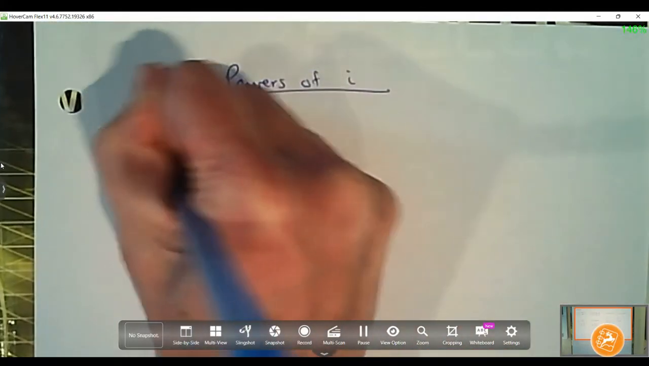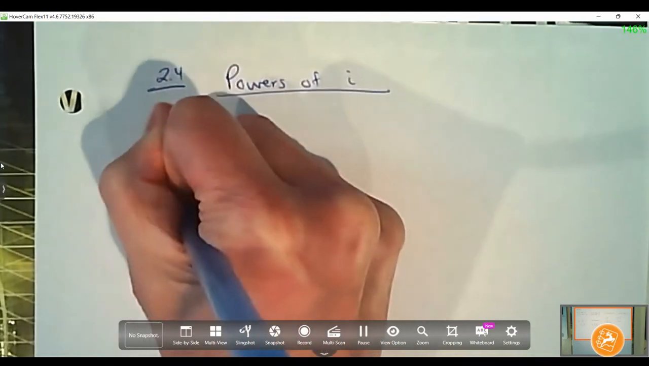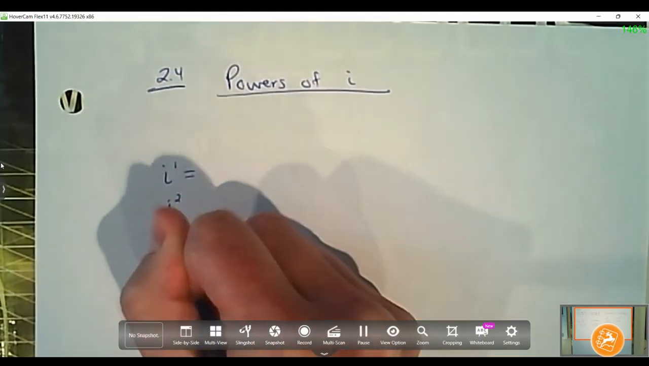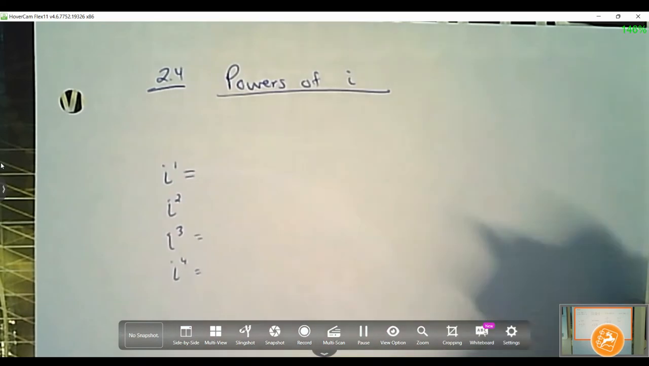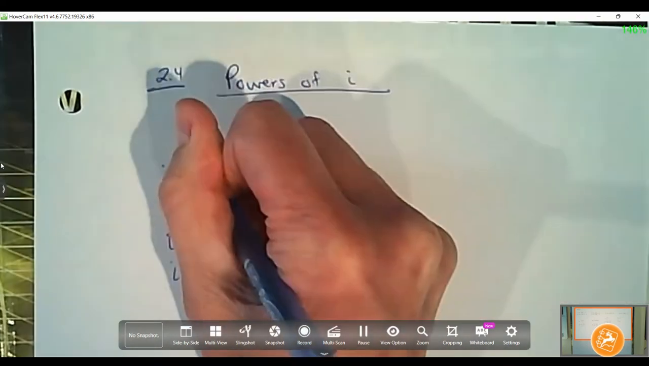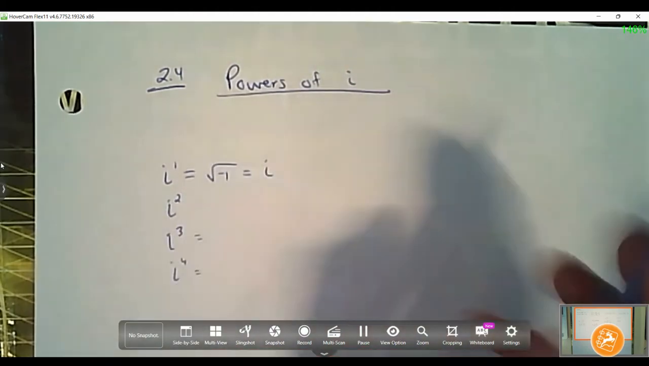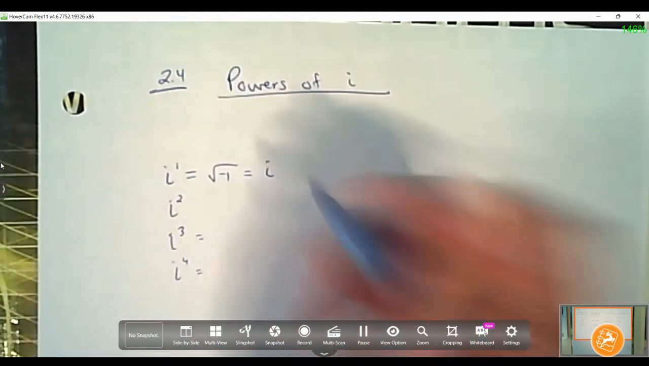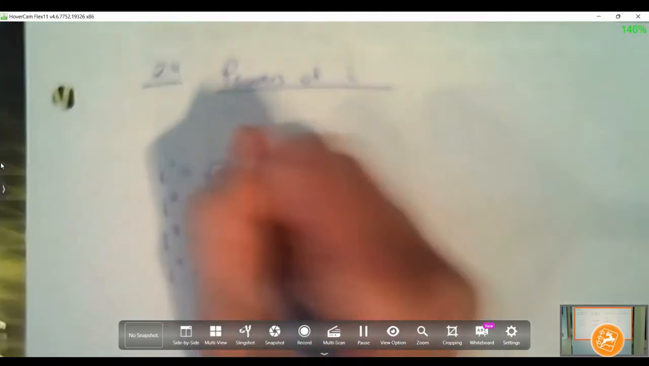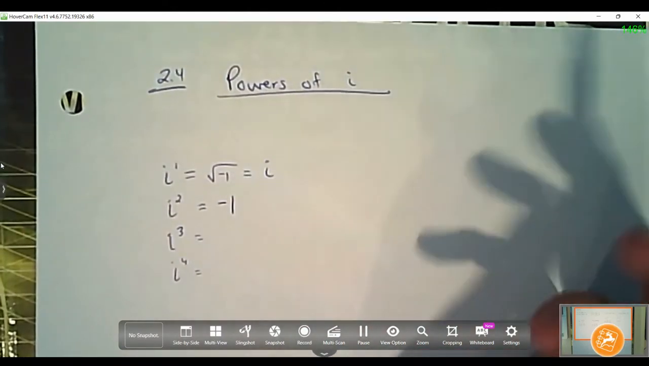And when it comes to powers of i, we're going to be looking at things like i to the first, i to the second, i to the fourth, and so on, i to the third. And i to the first, we know that's just the imaginary unit. That's the square root of -1. But we always replace that with i, so there's really nothing to do there. We know i squared is -1, because if you square this, you get -1.